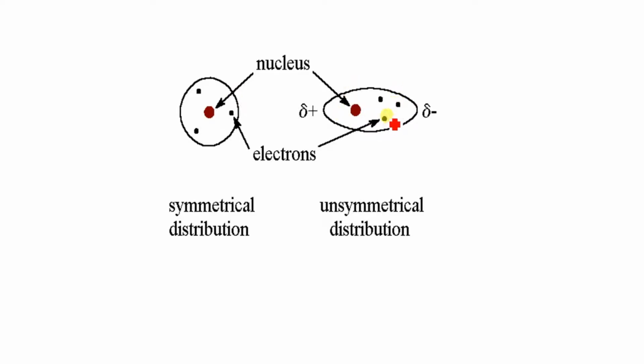And what this does is it means the side where the electrons are more dense gives us a slight negative charge. And the side where the electrons are not present as much gives it a slight positive charge, right? So that's the asymmetrical distribution. And this is what's known as a temporary dipole.